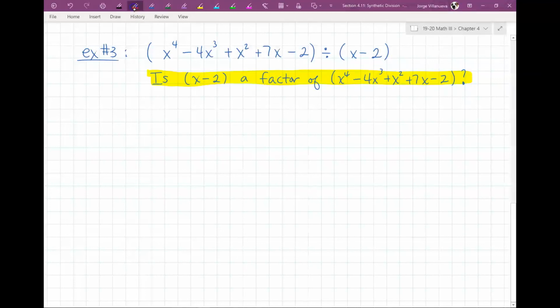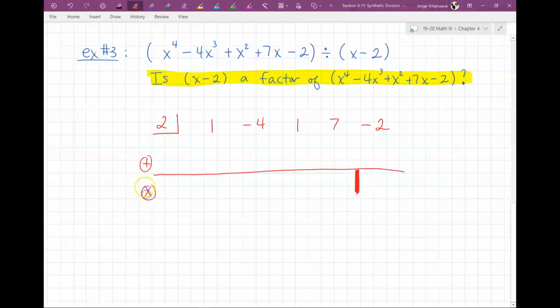So I'm going to work through this quickly. So here's a 2, right? Because it's not x minus 2. I don't want to use the minus 2. I want to use the positive 2. I'm going to switch the sign. My coefficients are 1, -4, 1, 7, and -2. And then right next to the last number, I like drawing this thicker line here. That way I know that's where my remainder is.